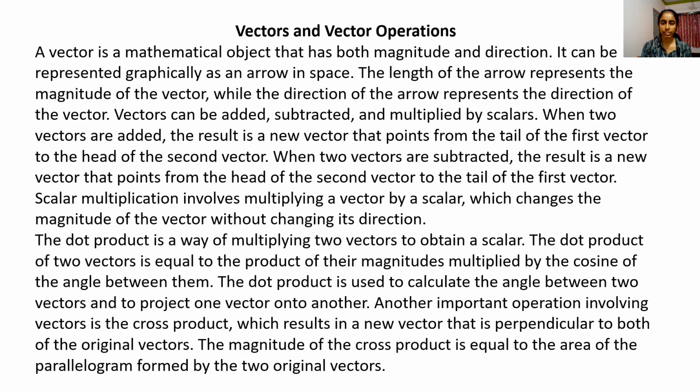Coming to vectors and vector operations. A vector is a mathematical object that has both magnitude and direction. It can be represented graphically as an arrow in space. The length of the arrow represents the magnitude of the vector, while the direction of the arrow represents the direction of the vector. Vectors can be added, subtracted, and multiplied by scalars. When two vectors are added, the result is a new vector that points from the tail of the first vector to the head of the second vector.